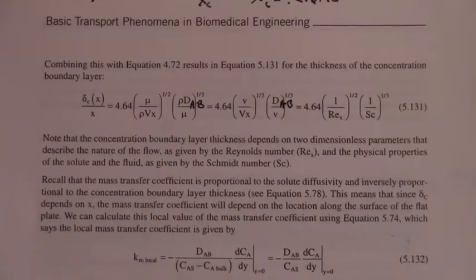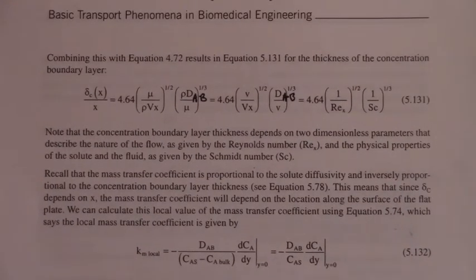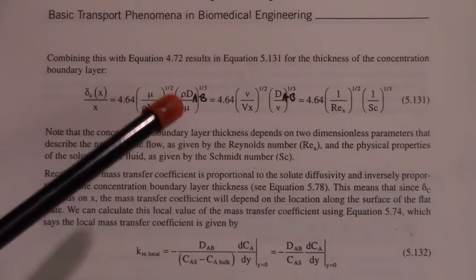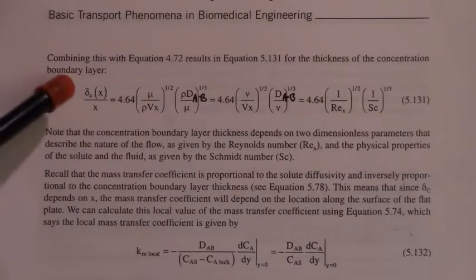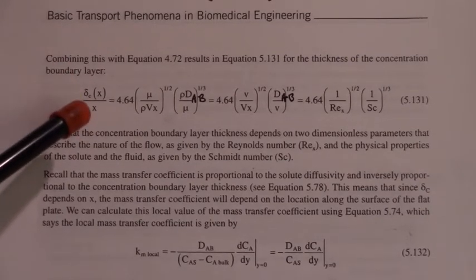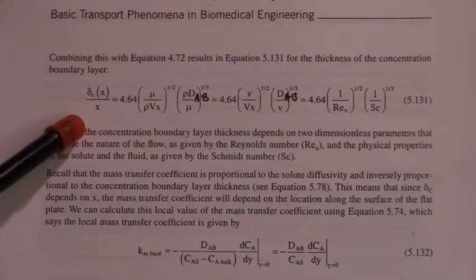Now on the next page, we don't want to lose sight of the fact that what we're after is trying to figure out what the mass transfer coefficient is for laminar boundary layer flow over a flat plate. And laminar boundary layer flow over a flat plate is very similar to the types of flow situations that we have in all kinds of biomedical devices. So if we take the last results that we've developed, we can develop the relationship between the thickness of the concentration boundary layer and the position downstream along the plate.